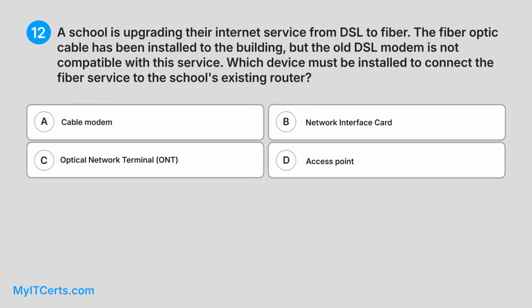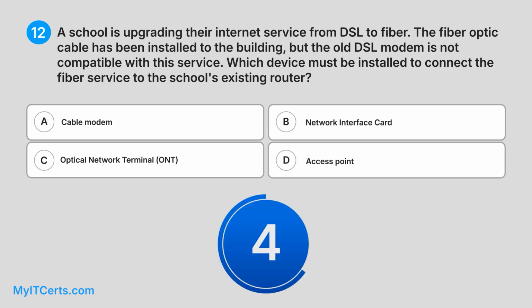12. A school is upgrading their internet service from DSL to fiber. The fiber optic cable has been installed to the building, but the old DSL modem is not compatible with this service. Which device must be installed to connect the fiber service to the school's existing router? A. Cable modem. B. Network interface card. C. Optical network terminal, ONT. D. Access point. Can you guess the answer?